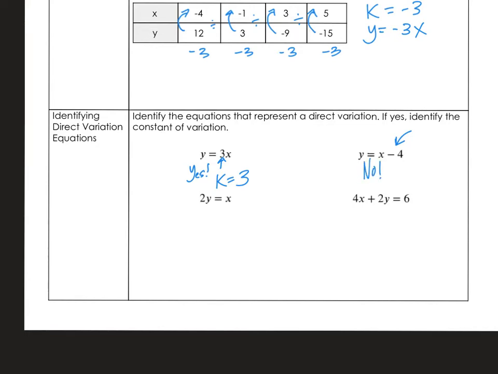All right, now this one to the left and the bottom, we need y by itself, so we first need to divide by 2 on both sides. If you want to put a 1 in front of that x to be helpful, feel free to do so. So on the left side, we have y by itself. On the right side, we have x, and then the coefficient for the x is 1/2. And yes, this is direct variation, and our constant is 1/2.